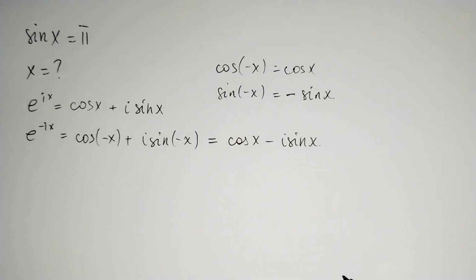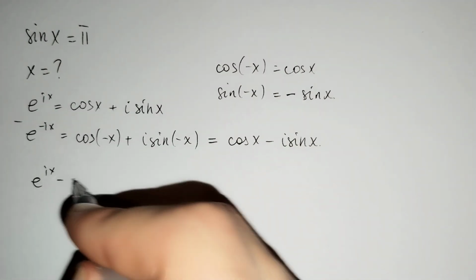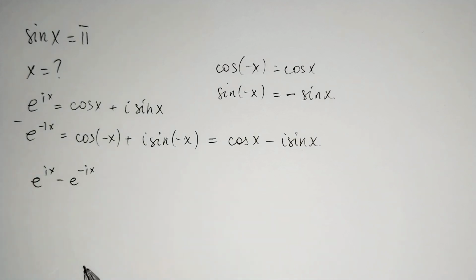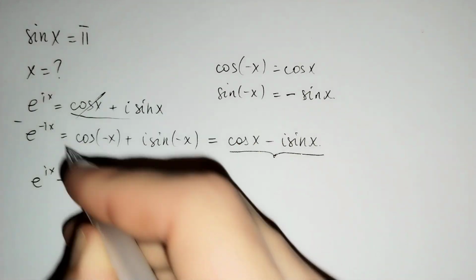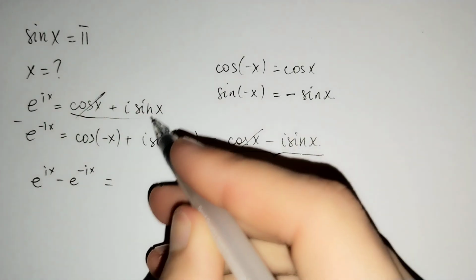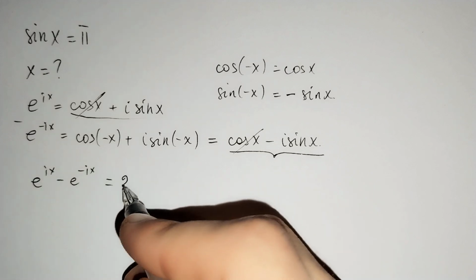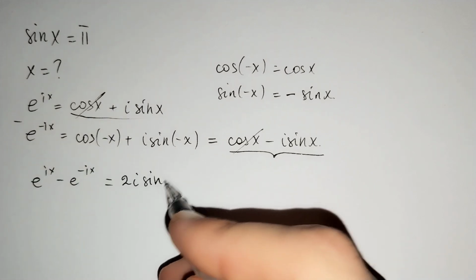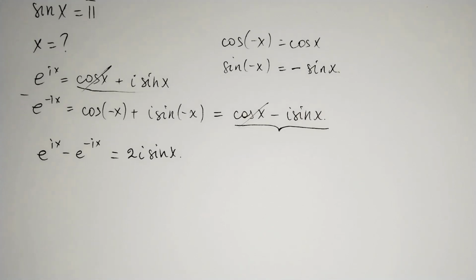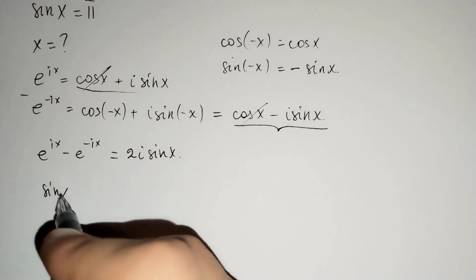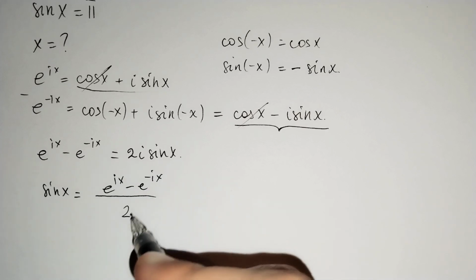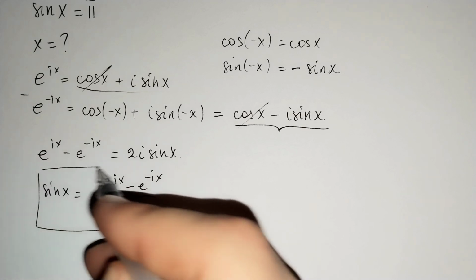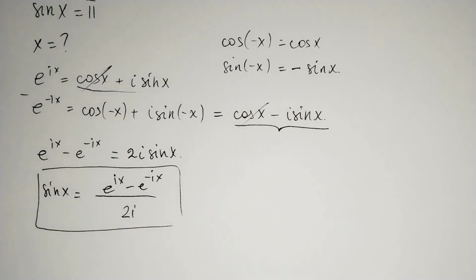And if we subtract side by side these two equations, e power ix minus e power minus ix equals this minus this. Cosine x are the same, that's why we may cancel it, and i sine x plus i sine x equals 2i sine x. And if you find sin x from here, sin x equals e power ix minus e power minus ix over 2i. This is our formula for the sin x and we use this formula.